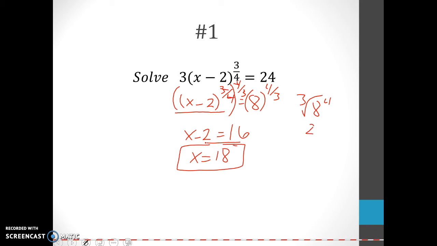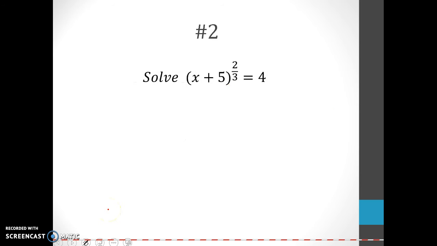It might be a good idea to plug 18 in just to make sure that that's what we get. We get 24 when we plug that in. 18 minus 2 is 16. I'm going to take 16 to the 3/4 power. The 4th root of 16 is 2, 2 to the 3rd then is 8, and 3 times 8 is 24. So let's continue with this idea. So we have x is 18.